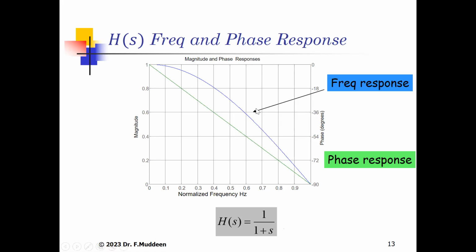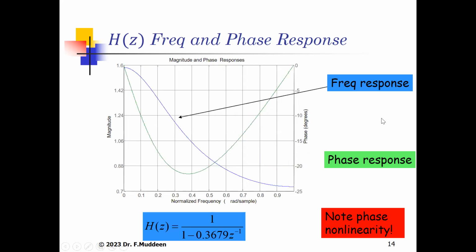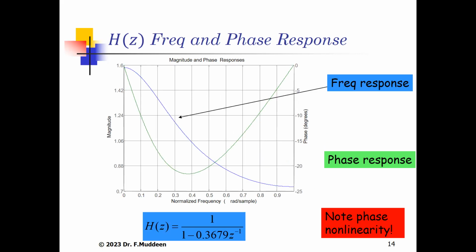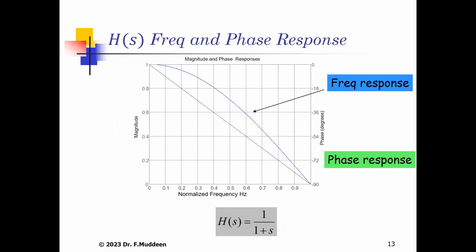Let's look at what H(z) is. So this is H(s). Look at H(z), the blue line. So the blue line is the frequency response, right, which is supposed to match this. I'll put both of them on the same chart in a little while. But of more significance to us, look at the difference in the phase response here. Look at this compared to what took place before.